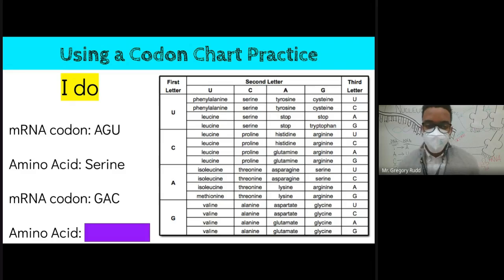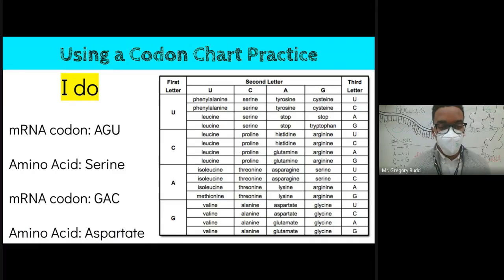GAC, I'm going to do another one by myself here just to demonstrate. G is the first letter, so I'm only looking at that very bottom row. I'm going to highlight it in purple here. Oops. Okay, I skipped some steps here.